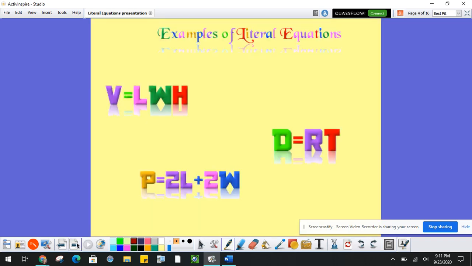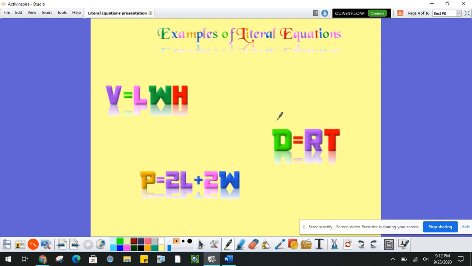Here's some examples of literal equations that you probably have heard of, but maybe nobody ever called them literal equations. Here's the first example, V equals LWH. That really stands for volume equals length times width times height. It really actually stands for something that you've probably heard of.